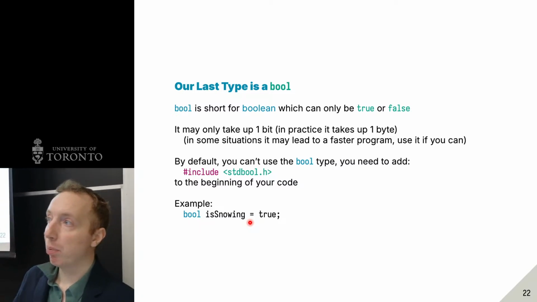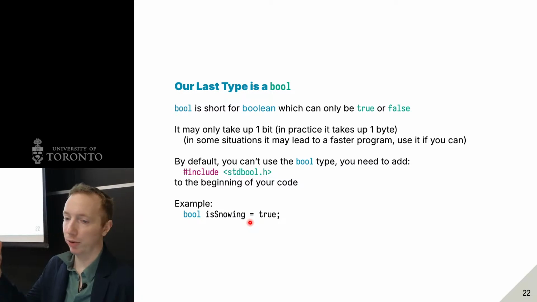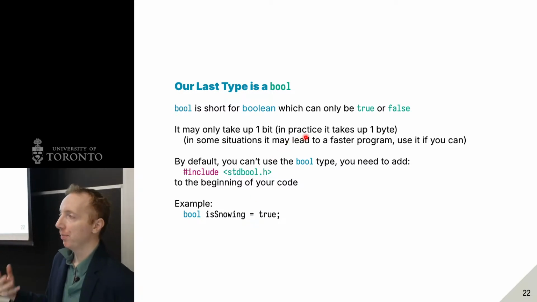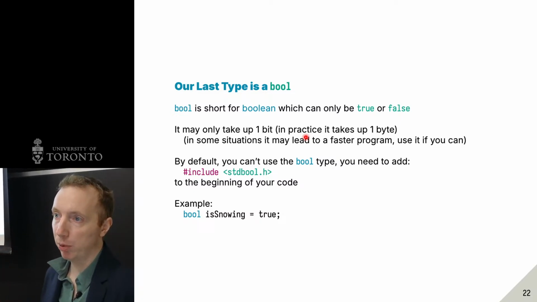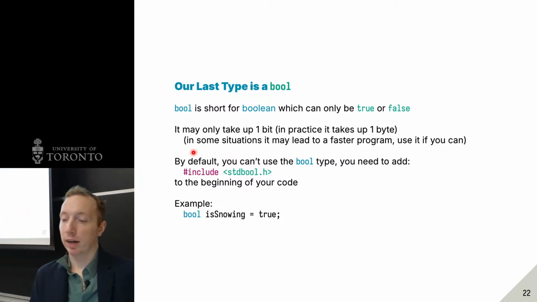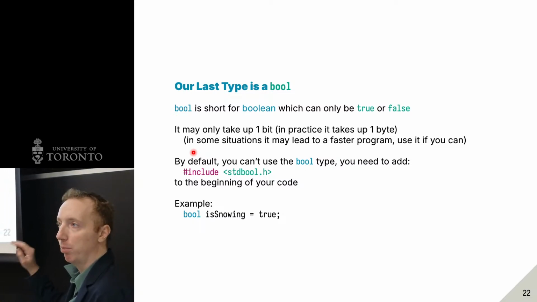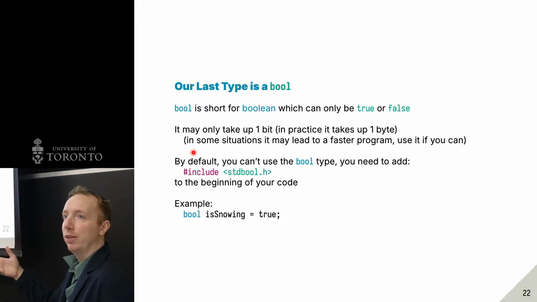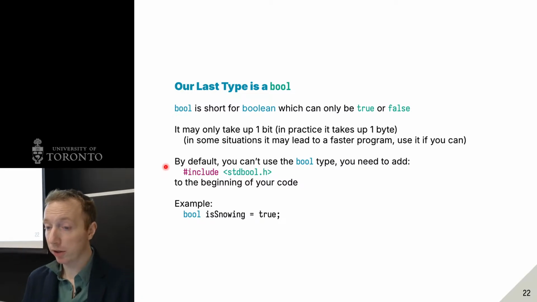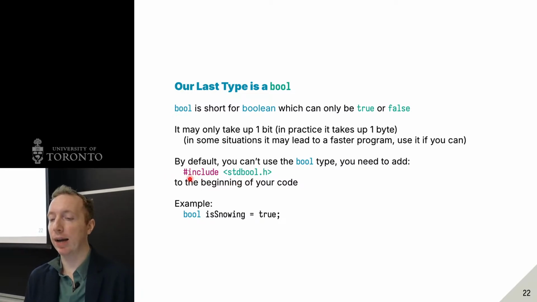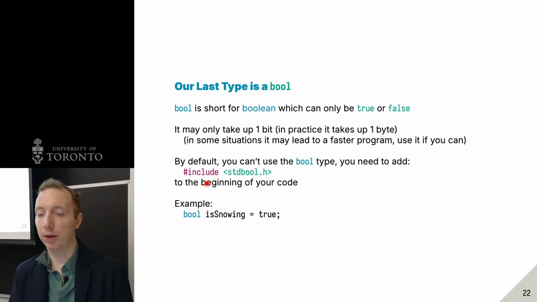So in practice, this only takes 1 bit, right? It's either true or false, 1 or 0. But in C, because we use memory, the smallest unit we have is a byte, so a bool takes up a byte of space. In some situations, even though it has the same space as a character, it might lead to a faster program. So the rule is, if you only need to represent something that is true or false, you should use a Boolean. By default, you can't use the bool type unless you add #include <stdbool.h> to the beginning of your code.